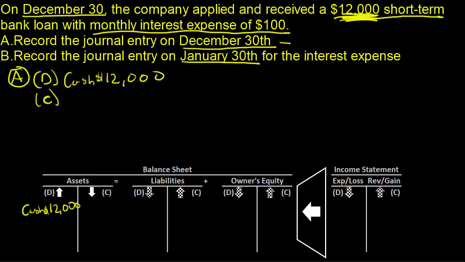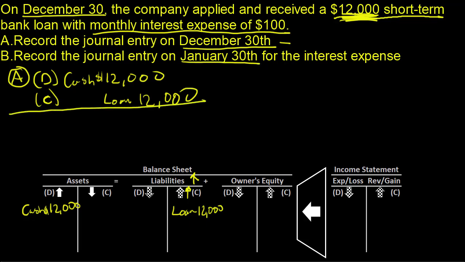All right, and so the credit we receive with this is going to be a liability. We have a loan. We might call it a note payable, something like that. I'm just going to call it a loan, for $12,000. This is what we would record for A. We have an increase in our assets of cash and an increase in our liabilities, and everything's in balance in the equation because our assets are increasing by the same amount as our liabilities.